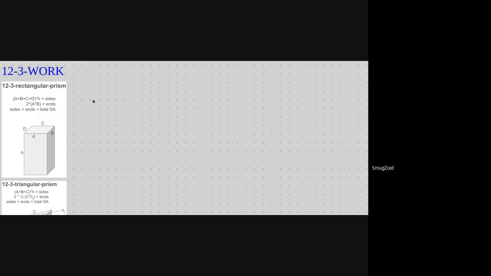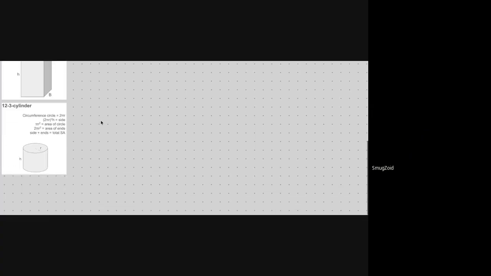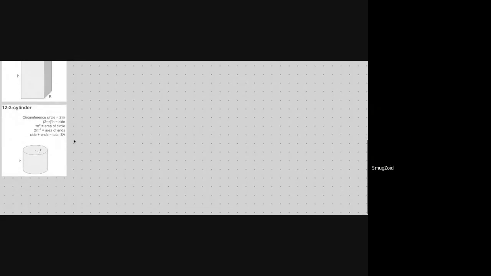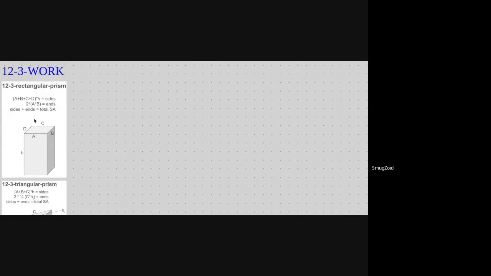So I'm going to show how to do each one of these things using these formulas as far as determining surface area of a rectangular prism, triangular prism, and just a cylinder. I'm going to start with a rectangular prism, right? And I'm going to draw a picture of something to get us started. I'm going to draw this guy like this.